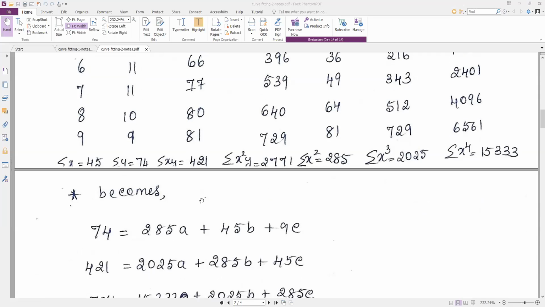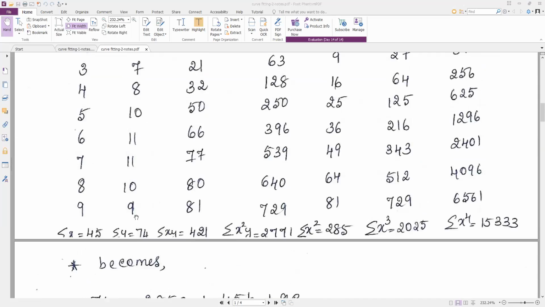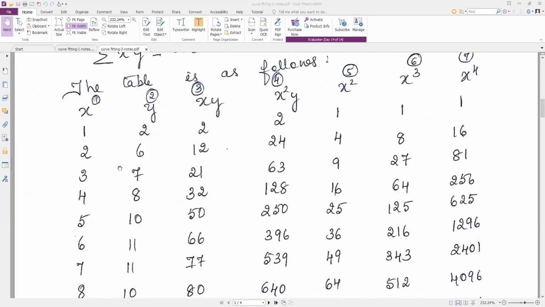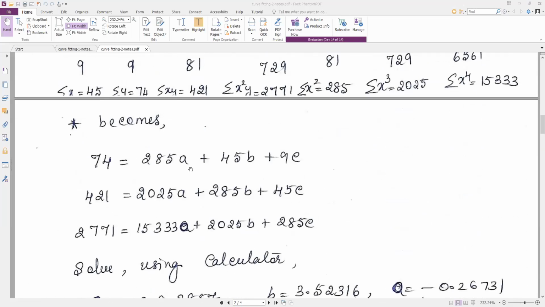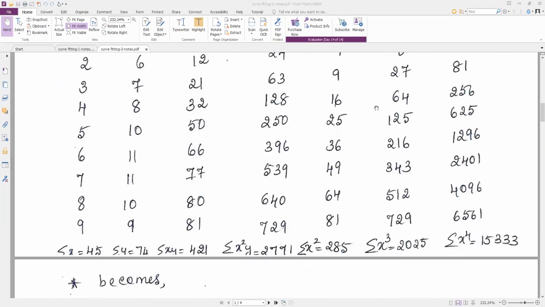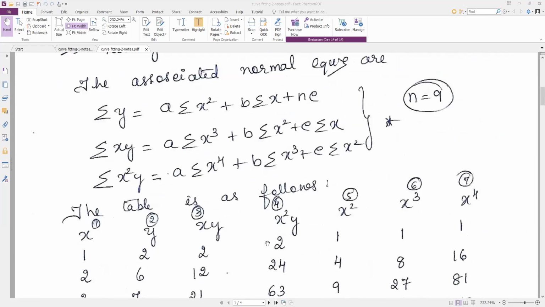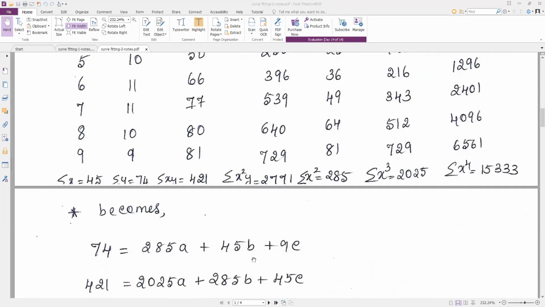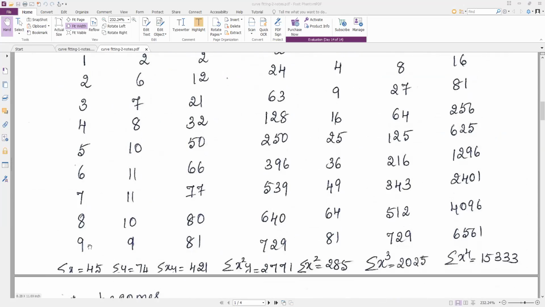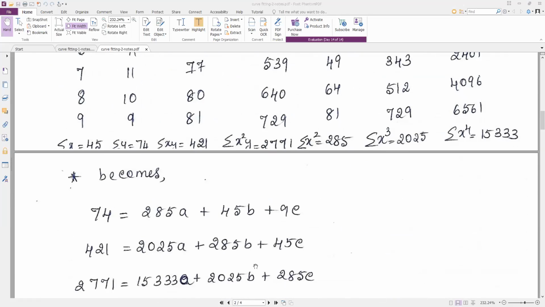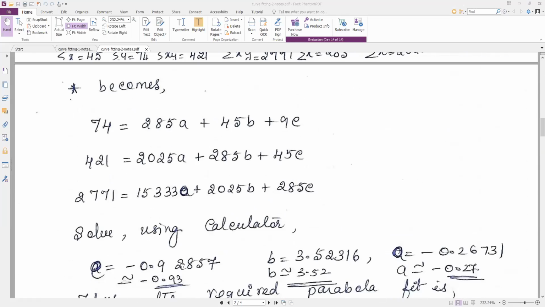Now star becomes, now substitute all the values. Sigma y, you know, sigma y, then sigma x square, sigma x square value is here, substitute sigma. Then which value we need? Sigma x is here, 45. N, what about n value? How many values is it given? 9 values, so 9. So write all the three equations.